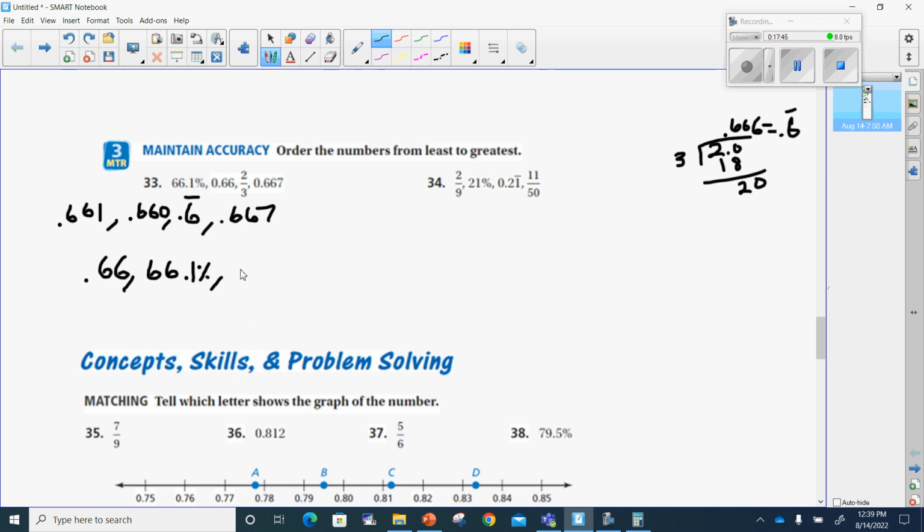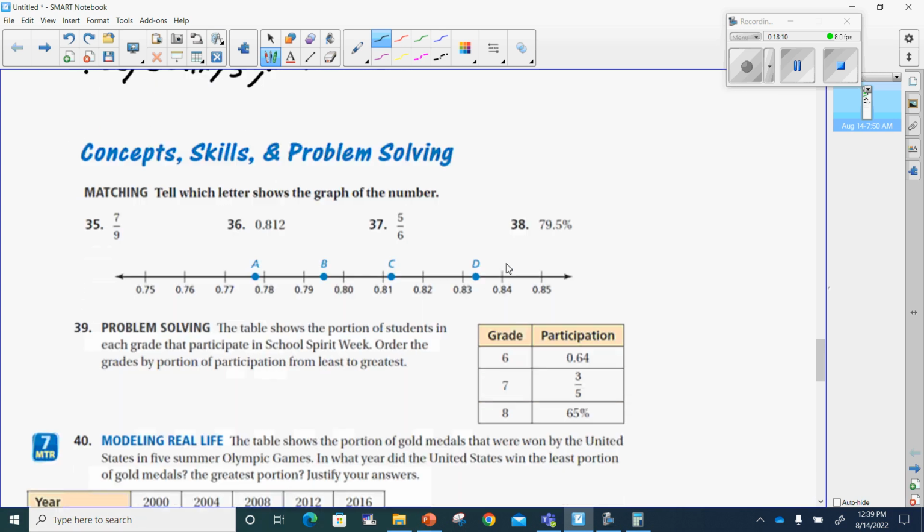All right, next, we're going to go with 0.6 repeating because we know that 0.67 is bigger than 0.66. So now we're going to have 2/3. And the last one, of course, is 0.667. It is bigger than all the other numbers here. All right, 34 is yours to do. I'm going off to 35.